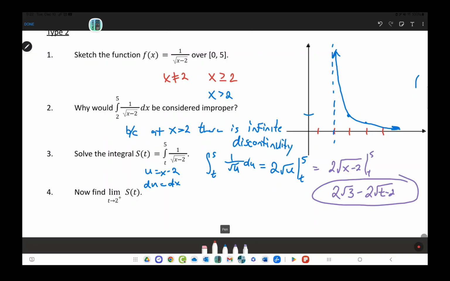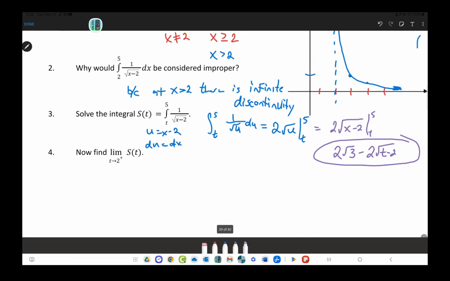So if we want to find the limit as x approaches t from the right, what's happening as x approaches t from the right? What am I getting? I'm getting infinity. All right.